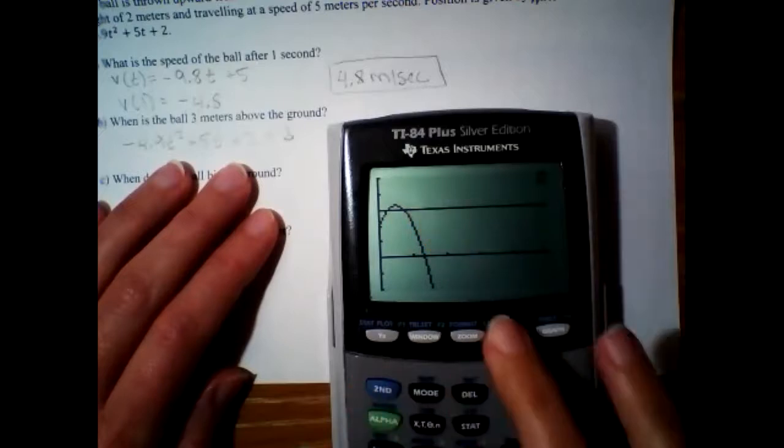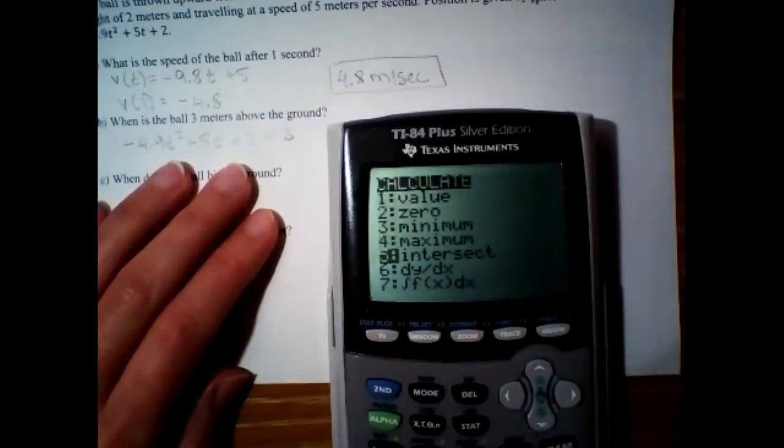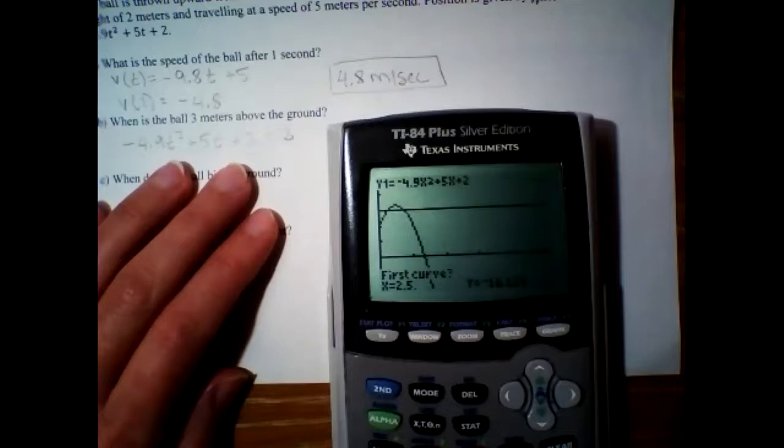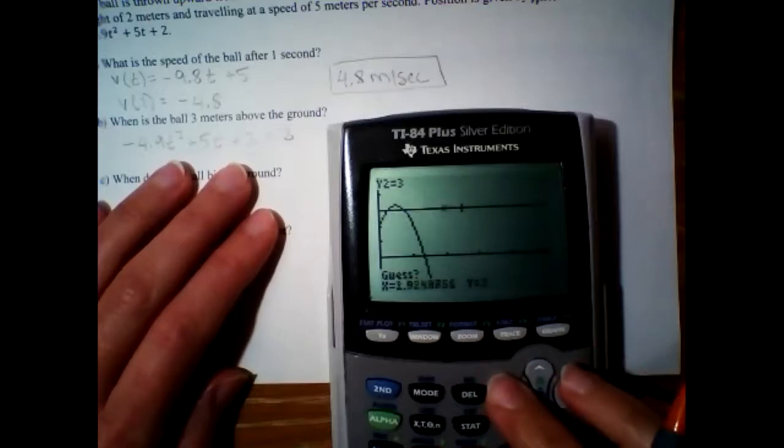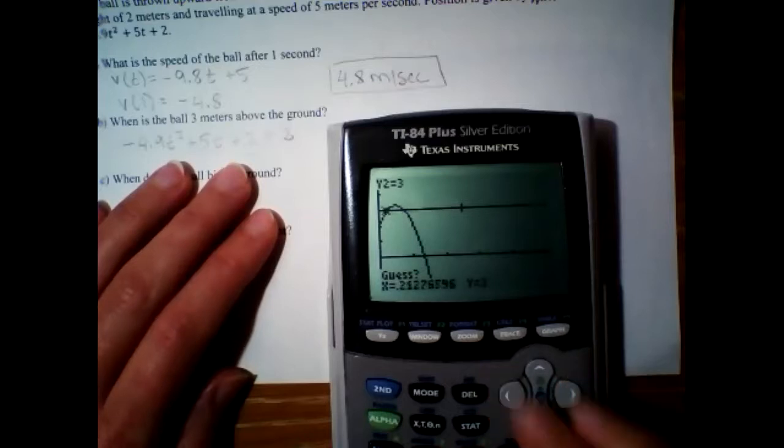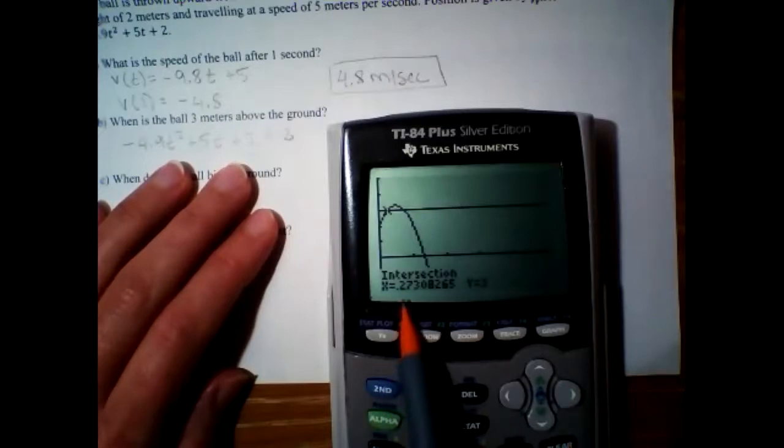So I'm going to go to calculate intersection. Now, first curve, second curve, you can just hit enter. This time the guess is actually kind of important because it's going to give you whichever one it's closest to. So I'm going to go to the first one. And so that is time 0.273 seconds.